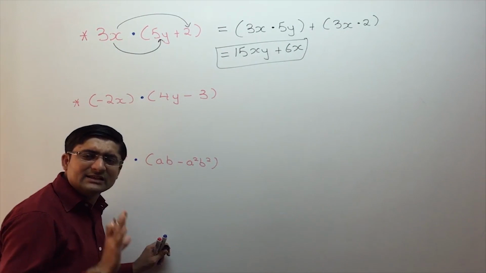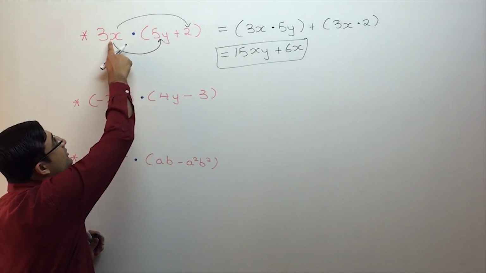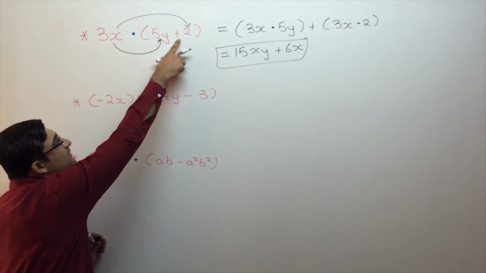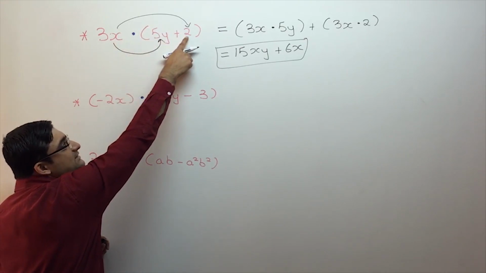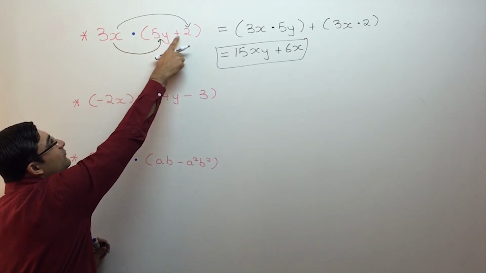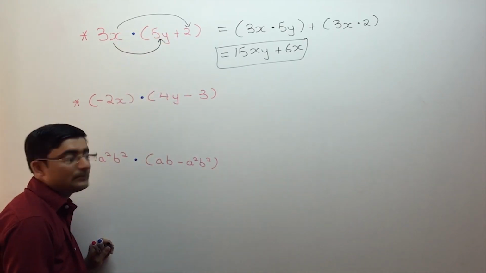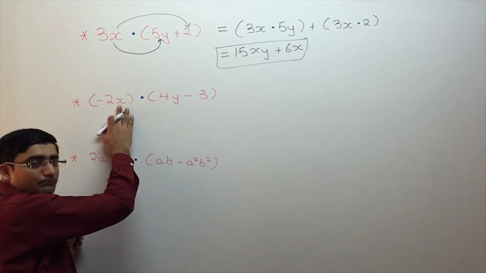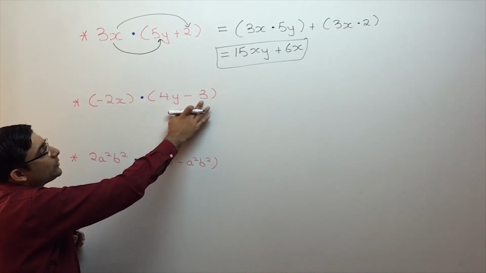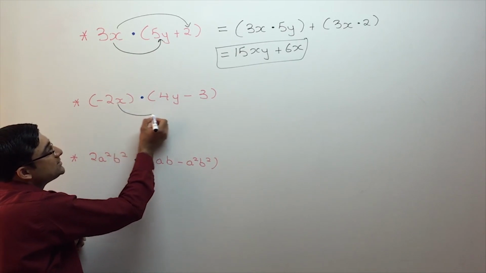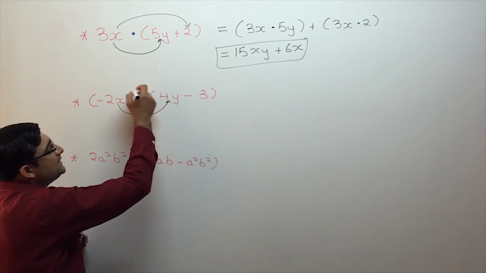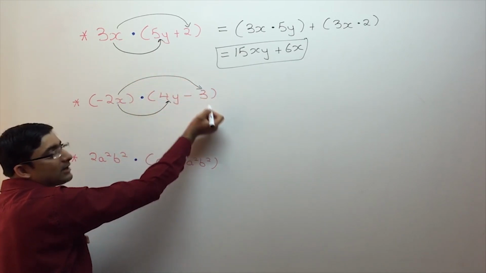So I repeat once again, same distributive property. First number into the first number inside the bracket plus this number into the second number inside the bracket. So 3x into 5y plus 3x into 2. Similarly, let's solve this question. Minus 2x multiplied by 4y minus 3. So minus 2x into 4y minus 2x multiplied by 3.